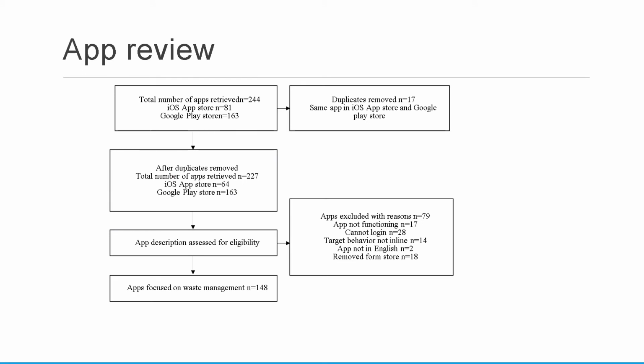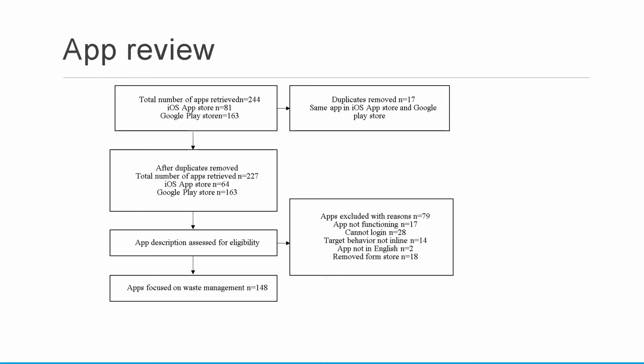For the app review, we search the Google Play Store and iOS App Store and retrieve 244 mobile applications, 81 from iOS and 163 from Android platforms. We removed the duplicates of 17 mobile applications. These apps were found both in iOS App Store and Google Play Store. After removing duplicates, we assessed the app for the eligibility.